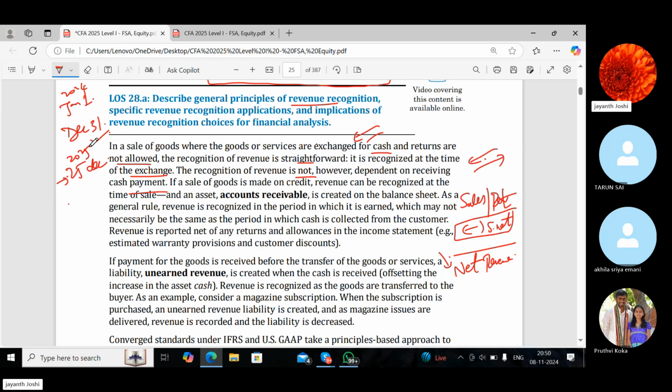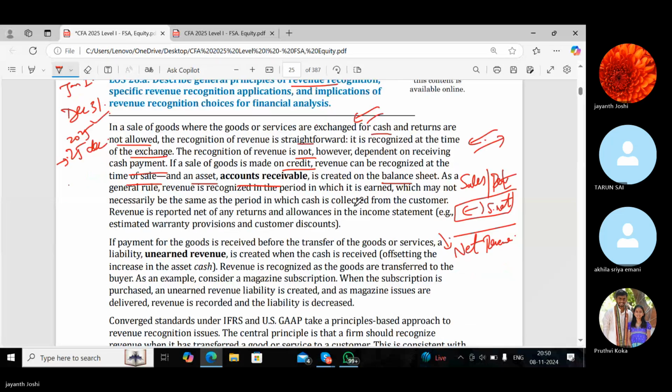Do you think you are not going to recognize the revenue? You are going to recognize the revenue, of course, because you are earning. It doesn't matter whether you receive the money in your hands or not. Receipt can happen in the future, later on. That's what they're saying. So the recognition of revenue is not dependent on receiving cash payment. If the sale of goods is made on credit, revenue can be recognized at the time of sale, and an asset, accounts receivable, is created on the balance sheet, as I explained and mentioned to you.